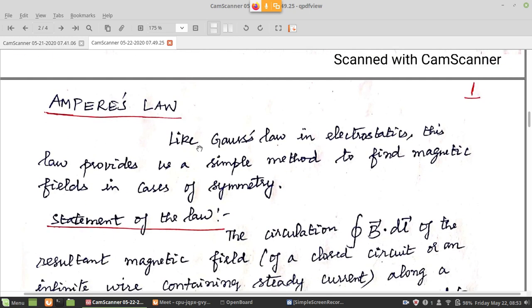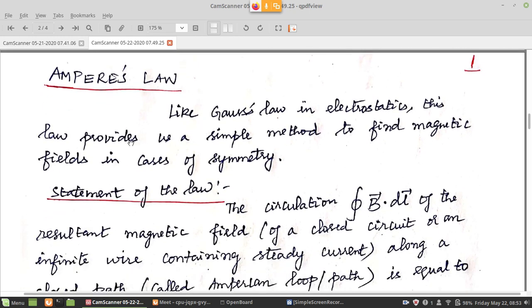Okay. So next I will introduce Ampere's law today. I already told a brief about Ampere's law. It is a simple law, just like Gauss law in electrostatics. The purpose is it helps us to calculate the magnetic field in an easy way.